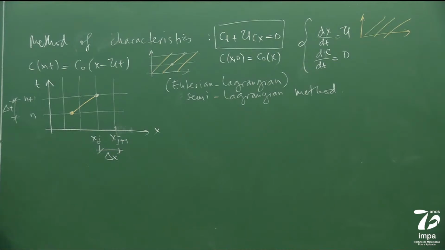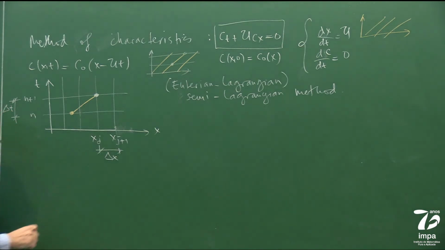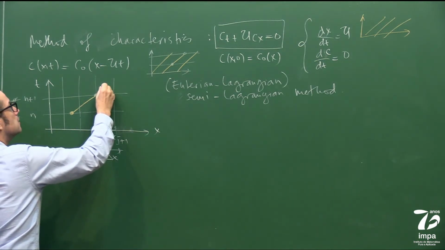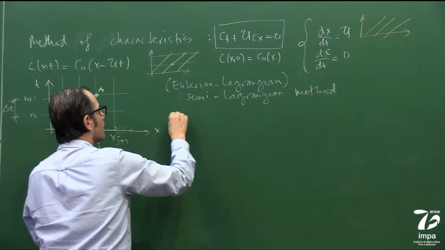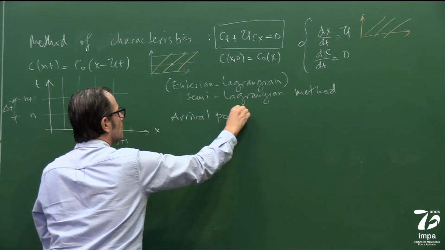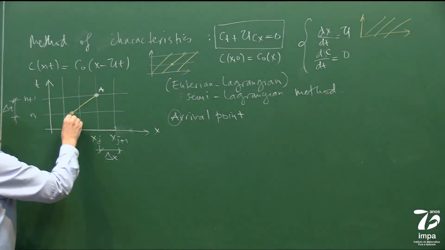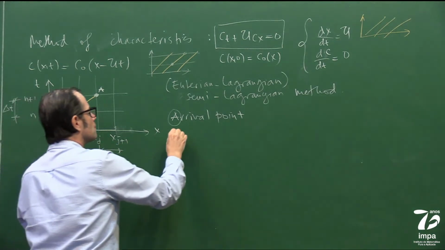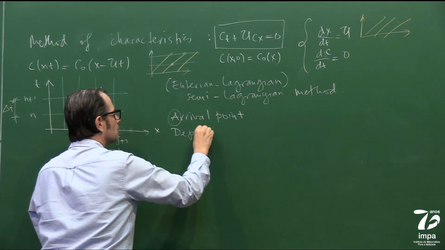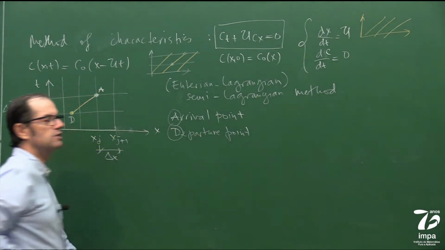So, okay, now let me use the jargon that's commonly used in atmospheric flows. The node of my grid, I'm going to call this the arrival point. Okay, this is for the A. And this one, the departure point.